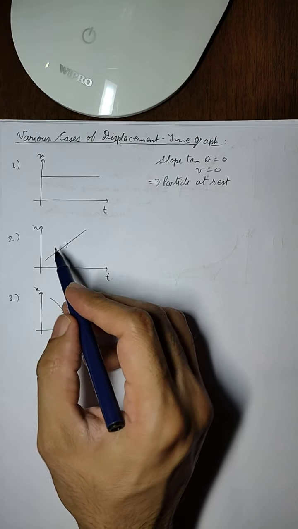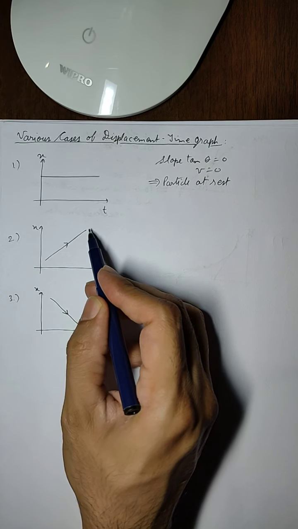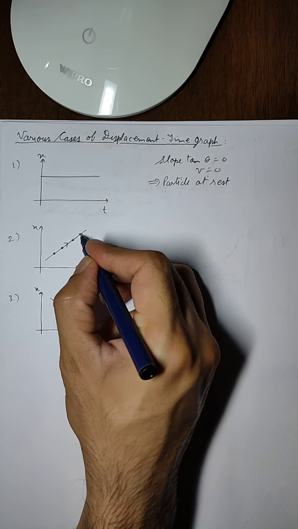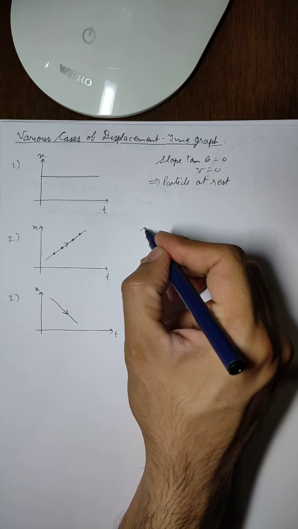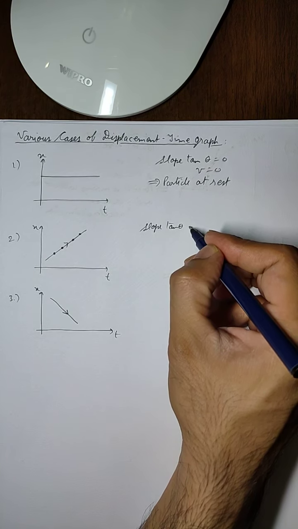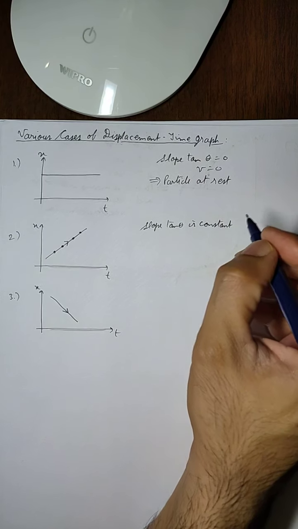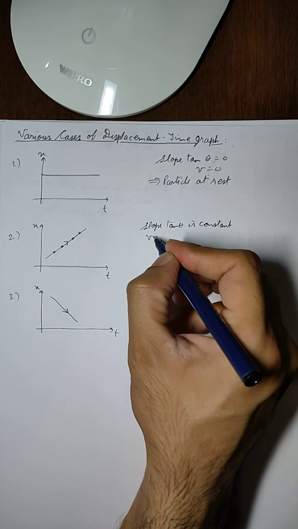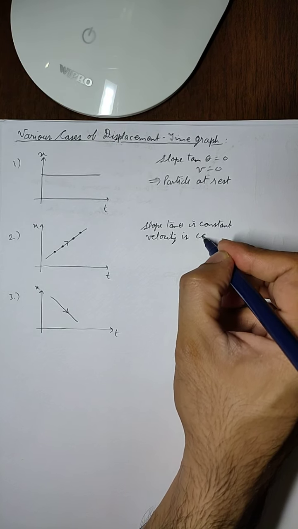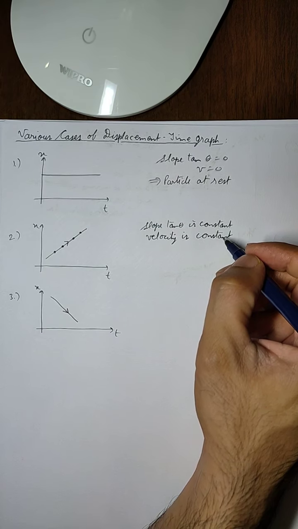Now this second graph, again it is a straight line, but it is a straight line at an angle. The graph is moving upward. So here if we take slopes at various points, then the slopes will be the same. So we can write that the slope, or tan theta, is constant. Slope is not changing. This means that the velocity is constant. So velocity is not changing, the particle is moving with uniform velocity.